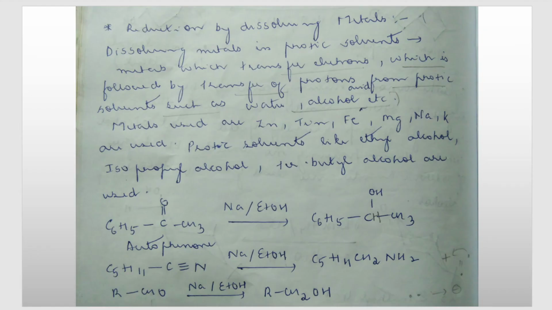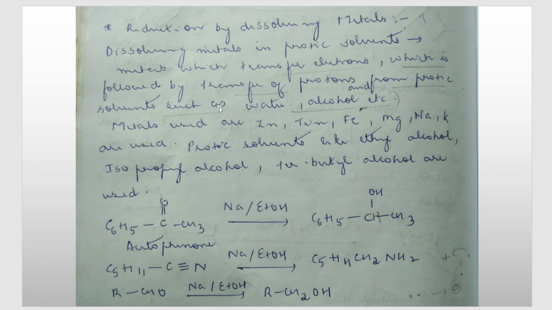One more method of reduction is reduction using dissolving metals. That is, we are dissolving some metals in protic solvents. When some metals are dissolved in a protic solvent, they can also make an organic compound undergo reduction. So dissolving metals in protic solvents can also be used as reducing agents. The mechanism involves two steps: the metal transfers an electron to that organic compound, and this is followed by transfer of a proton from the protic solvent.